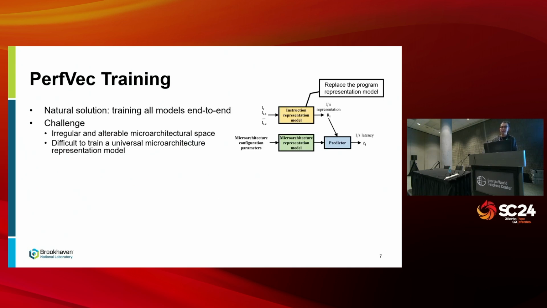Next, let's see how we train this model. Going back to the original framework, simplified on the right, remember there were three models in the original framework. In this case, because we replaced the program representation model with the instruction representation model to simplify the problem, the natural solution to train this is to train all of these three models end to end.